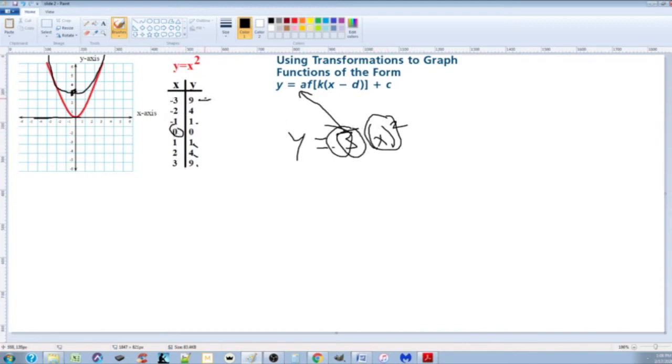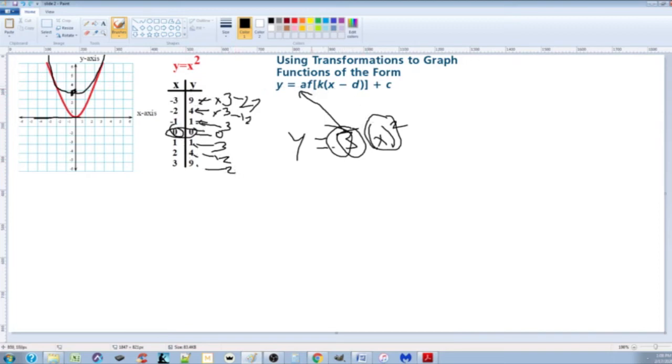Or I can just look at all my y values and multiply them by 3. So this becomes 27. This one becomes 12. This one becomes 3. This one stays at 0. Notice my vertex didn't change when I multiplied it by 3. And then the same numbers appear on the other side, 3, 12, and 27. All my y values simply got multiplied by 3.